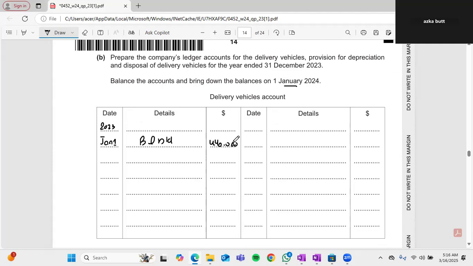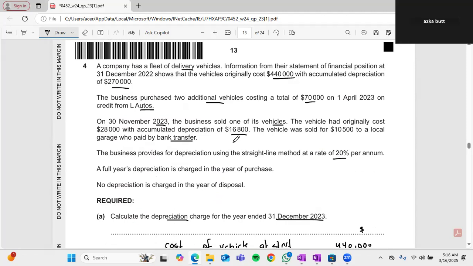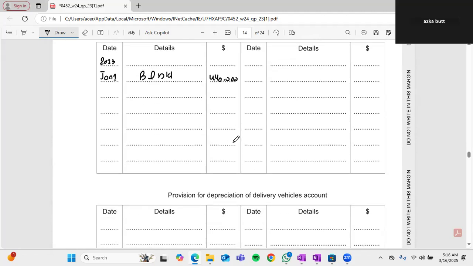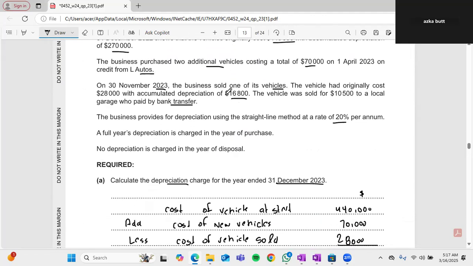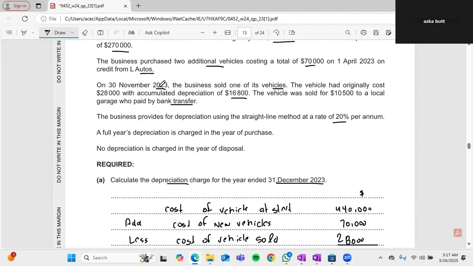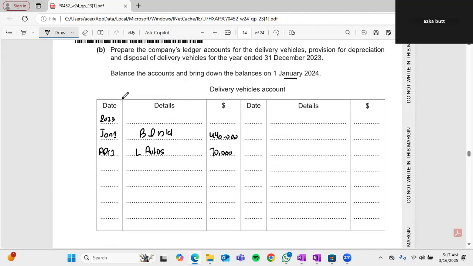During the year, we have purchased additional vehicles, which is a 70,000 cost. So I have to write it here, L Autos 70,000. And one of the assets we have sold. On 30th November 2023, the business sold one of its vehicles and its original cost was 28,000. So that's why we have to credit this in the vehicle account.